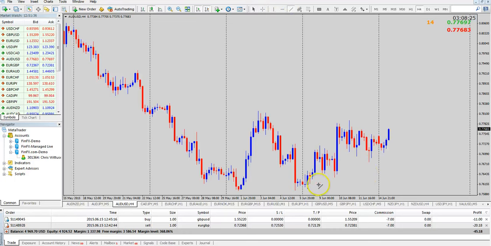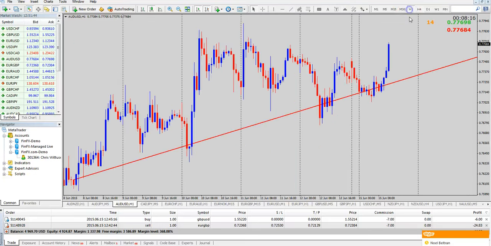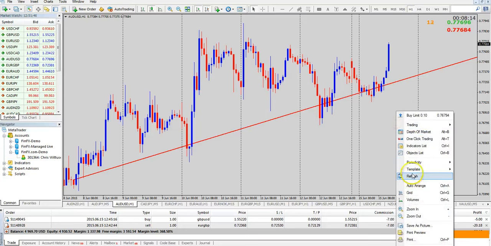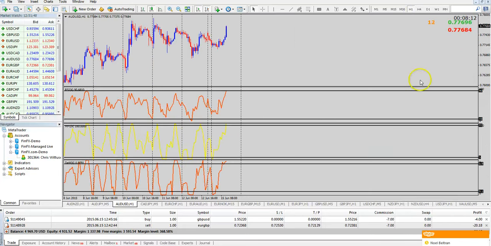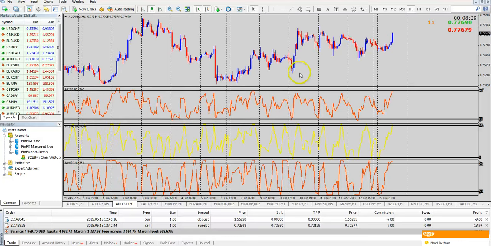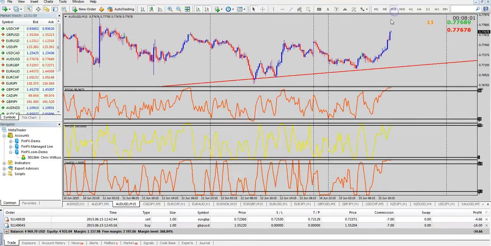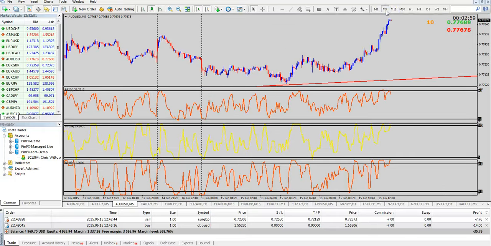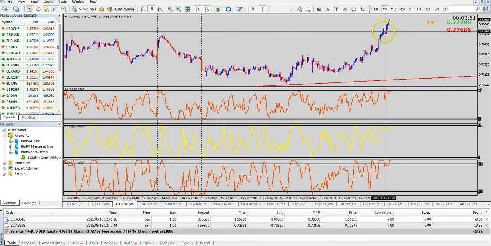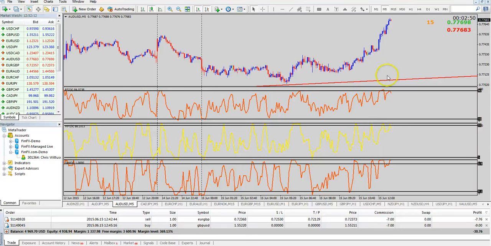This is AUD USD. Trend is up. We're going to put the scalp on again. We know the trend is up, and we want to take trades with the trend, preferably. But we had a good sign here. We got 2 pips out of that one.